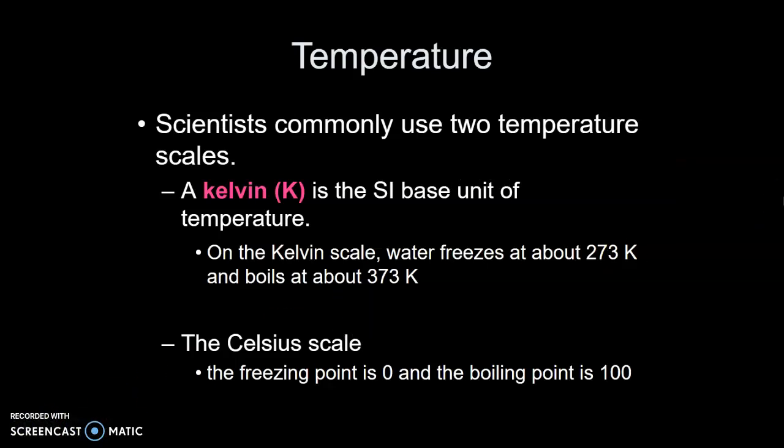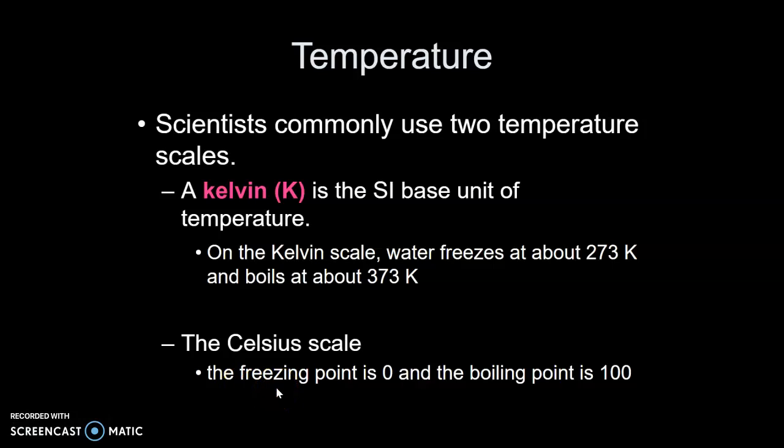So temperature is a little bit different. Temperature is not on the metric system with perfect 10, 100, 1,000. When we use temperature, again, the SI unit is Kelvin. On the Kelvin scale, water freezes at 273 Kelvin and boils at 373 Kelvin. So we're dealing with larger numbers than on our 32 degrees Fahrenheit. Remember, when we use Fahrenheit, 32 degrees is the freezing point of water. On the Celsius scale, the freezing point is 0 and the boiling point is 100.